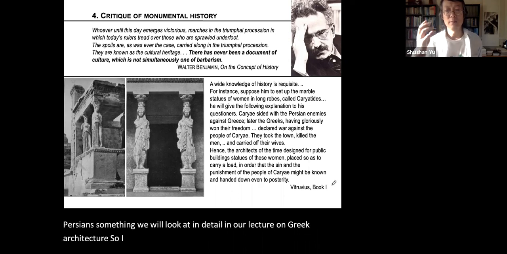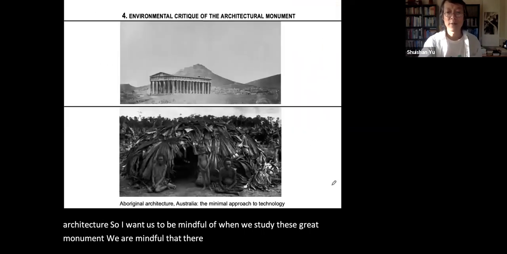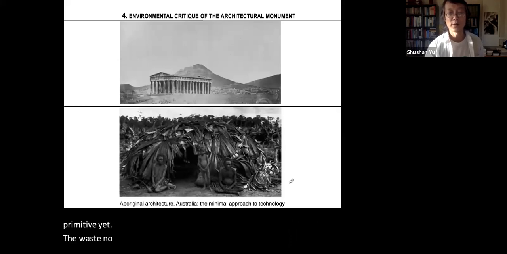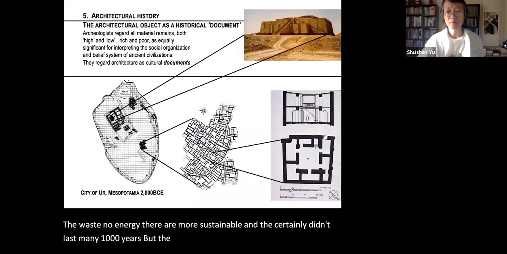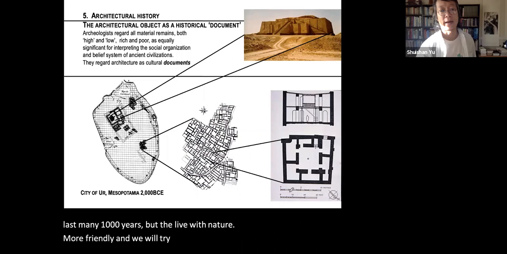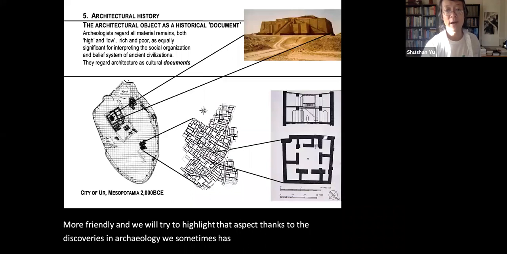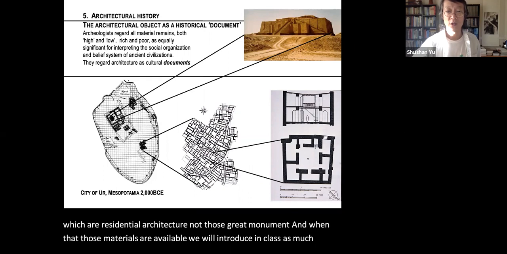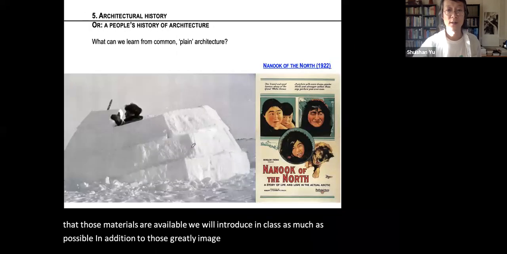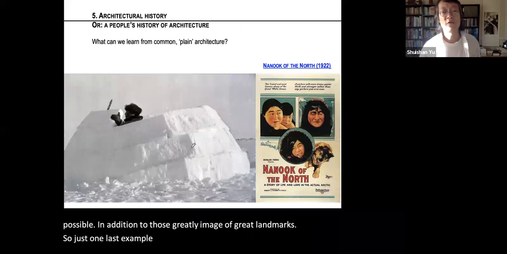So I want us to be mindful that when we study these great monuments, there are things that we consider primitive, yet they waste no energy, they are more sustainable, and they certainly didn't last many thousand years, but they live with nature more friendly. And we will try to highlight that aspect thanks to the discoveries in archaeology. We sometimes have fragments of the past, which are residential architecture, not those great monuments. When those materials are available, we will introduce them in class as much as possible, in addition to those great lineages of great landmarks. So just one last example of ephemeral architecture.